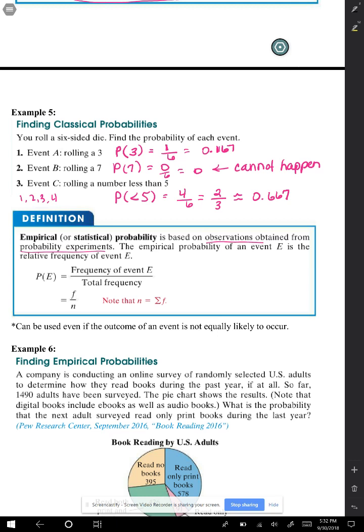The probability of an event E is the relative frequency of the event. So how many times when you rolled the die 100 times, how many times did you get a 4? And then, of course, out of the total frequency, which would be the total number of times that you rolled the die. This can be used even if the outcome is not equally likely to occur. So even if you had a die that for some reason had 2 3s on it and didn't have a 5 on it, then you could still perform the experiment and record the outcomes.